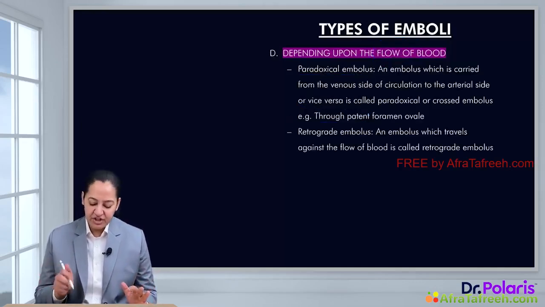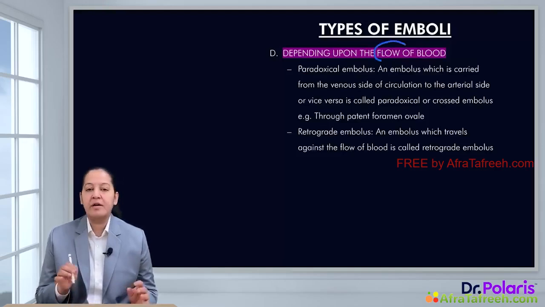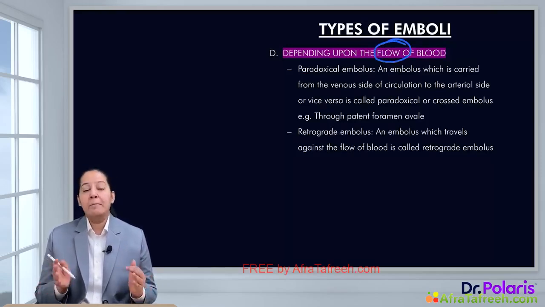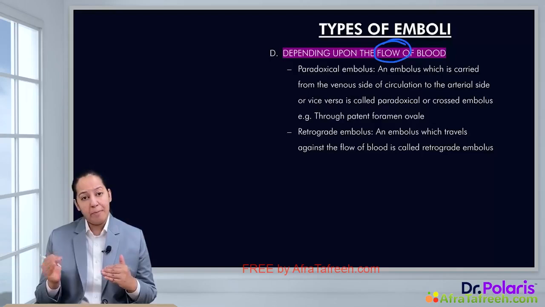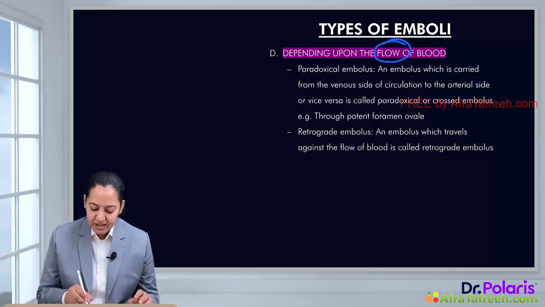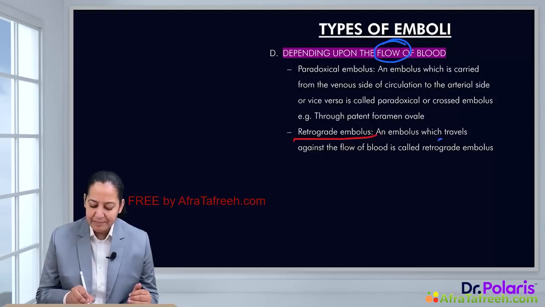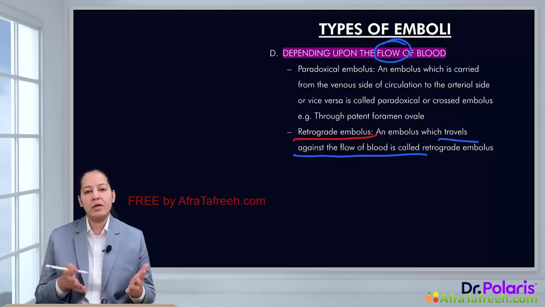And the last classification depends on the flow of the blood. Usually emboli flow in the direction of the flowing blood, but sometimes it may flow opposite to the direction of the flowing blood. Such an embolus is known as retrograde embolus. So a retrograde embolus is an embolus which travels against the flow of the blood. That's why it is known as retrograde. It is very rare, but it can happen.